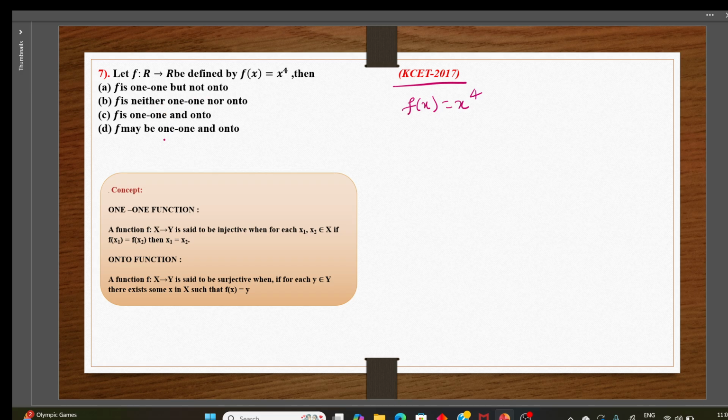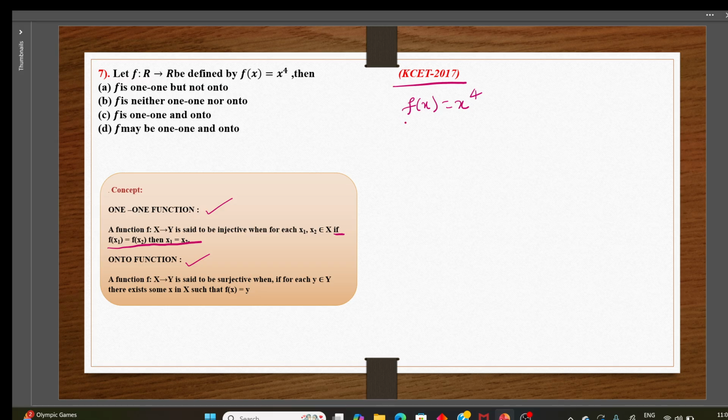Okay, one-one and onto. So first, what is one-one? A function f from X to Y is said to be injective, meaning one-one, when for x1, x2 belonging to X, if f of x1 is equal to f of x2, then x1 is equal to x2. What is one-one here? If f of x1 is equal to f of x2, then x1 is equal to x2. So this is one-one.